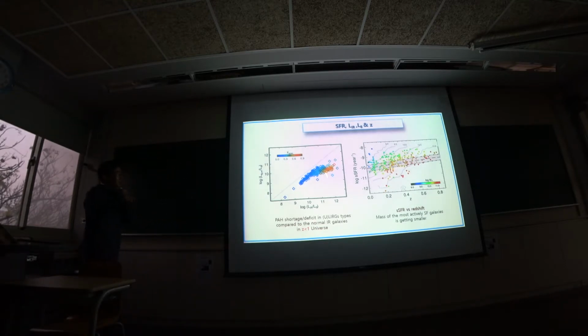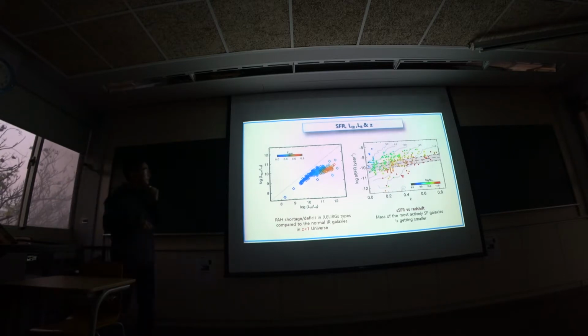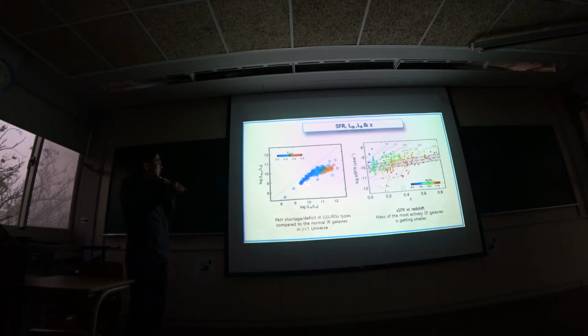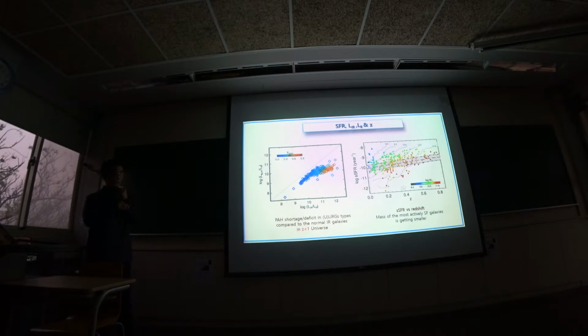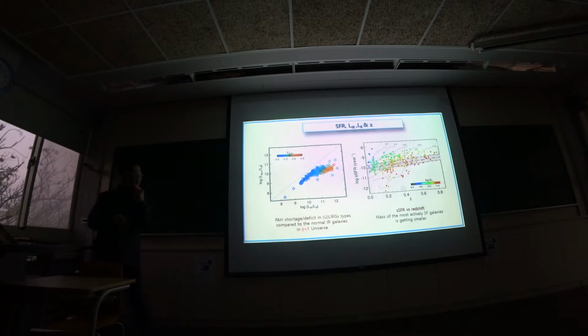So the left panel shows the 8 micron luminosity as a function of total infrared luminosity. It doesn't show quite a tight correlation. So this is the one-to-one relation. This result shows that more luminous galaxies have some shortage of 8 micron luminosity. This means that PAH features in bright luminous galaxies are destroyed by star forming activities, like the PAH features are destroyed by the strong radiation from the actively star forming region.